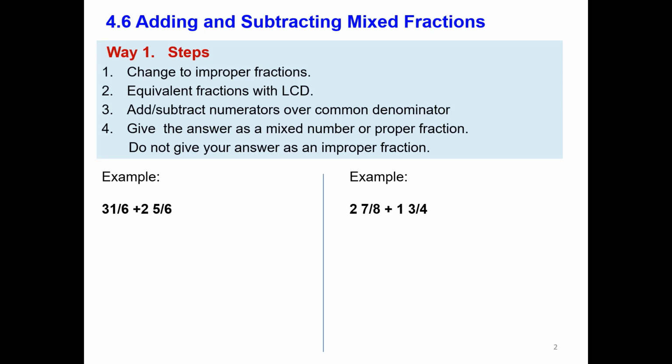In the first way, we need to follow these steps. Number one, we change the mixed numbers into improper fractions. Then we find the equivalent fractions using the LCD. Then we add or subtract the numerators over the common denominator. And finally, we give the answer as a mixed number or proper fraction. We don't want to give the answer as an improper fraction.